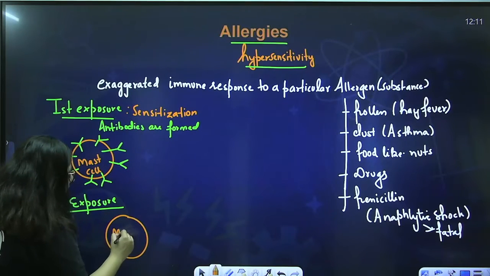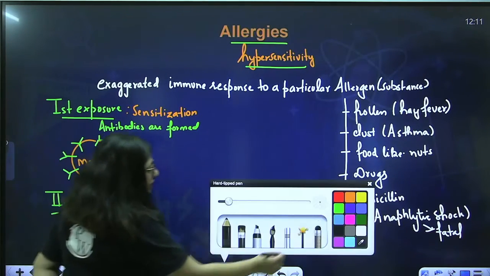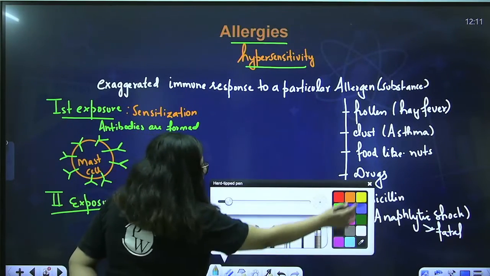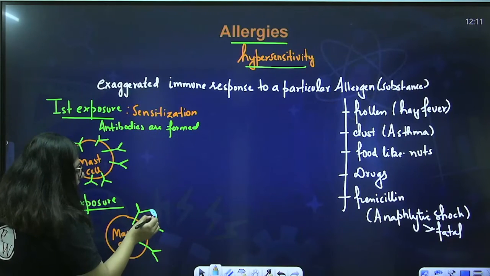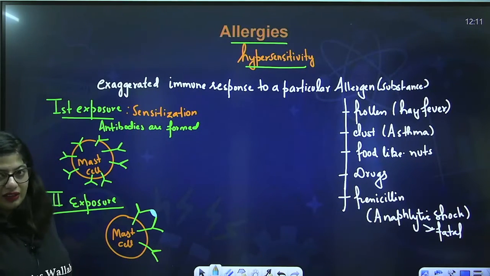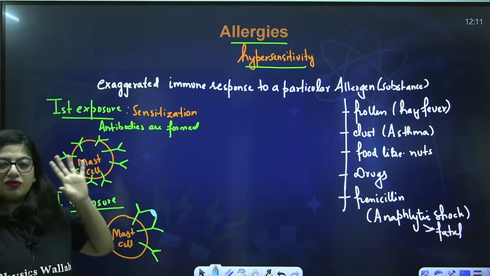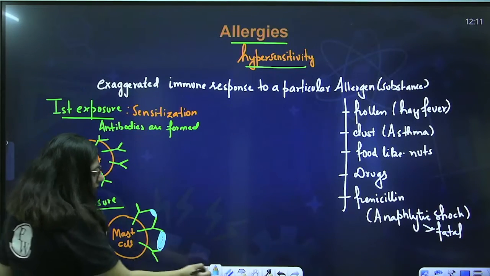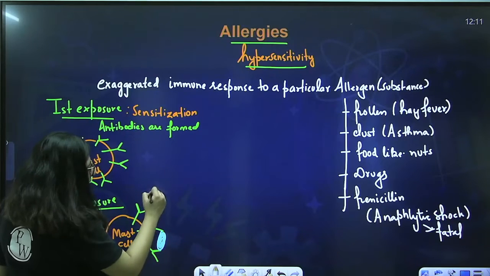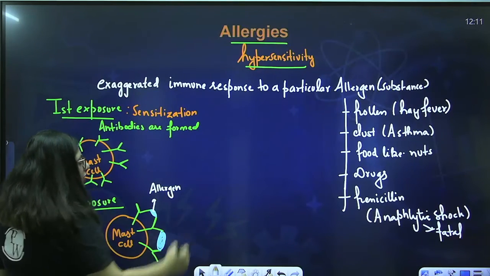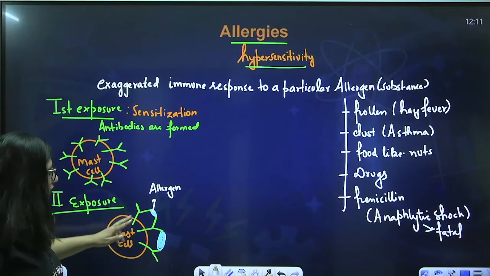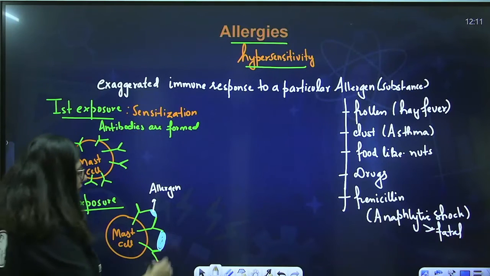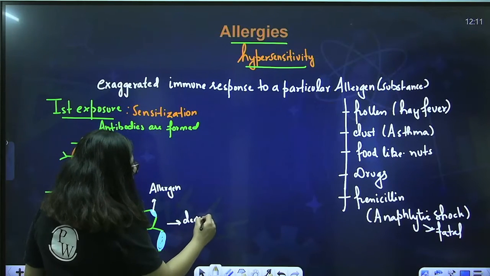These mast cells which have already been sensitized contain antibodies, and the antigen or the allergen, for example that drug is an allergen, will bind to the antibodies like this. So here this is the allergen. In the first exposure, the allergen produces antibodies; in the second exposure, the allergen binds to the antibodies which are on the mast cell. This will cause disintegration of the mast cell, and the mast cell will undergo degranulation.